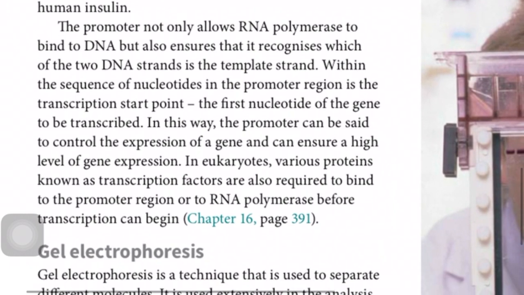The promoter not only allows RNA polymerase to bind to DNA but also ensures that it recognizes which of the two DNA strands is the template strand. Within the sequence of nucleotides is the promoter region. The promoter region marks the transcription start point, the first nucleotide of the gene to be transcribed. In this way, the promoter can be said to control the expression of a gene and can ensure a high level of gene expression. In eukaryotes, various proteins known as transcription factors are also required to bind to the promoter region or to RNA polymerase before transcription can begin.